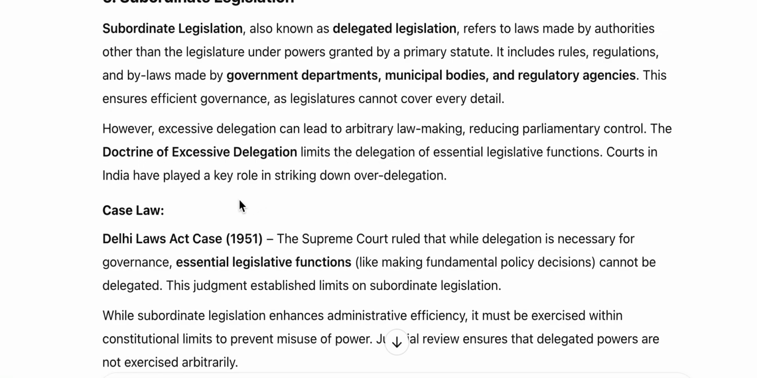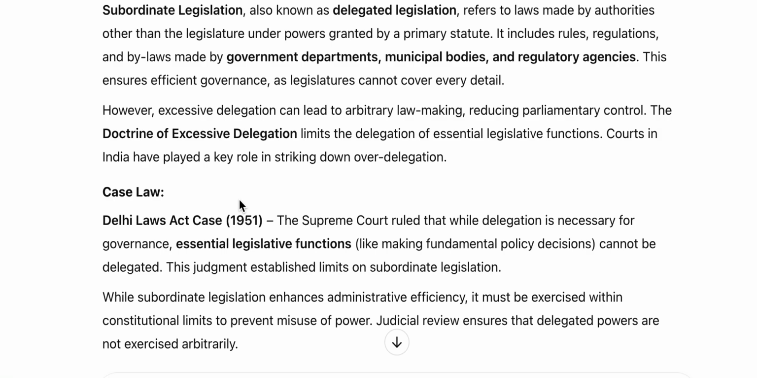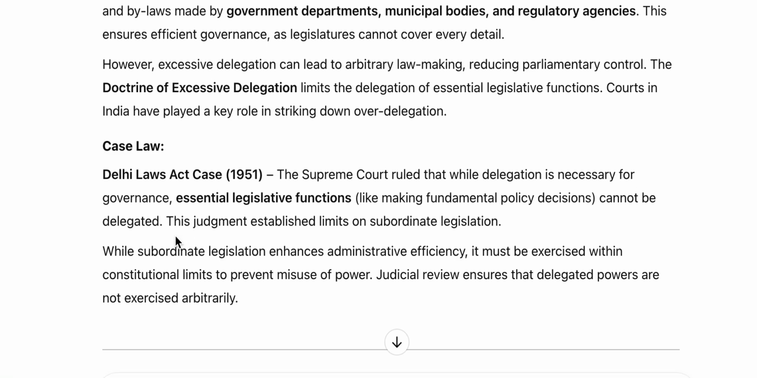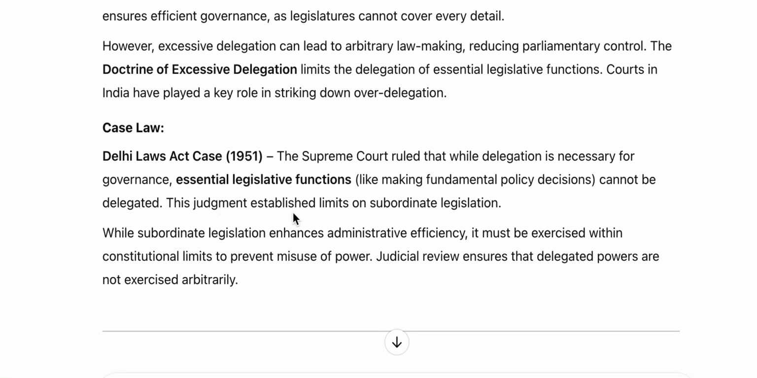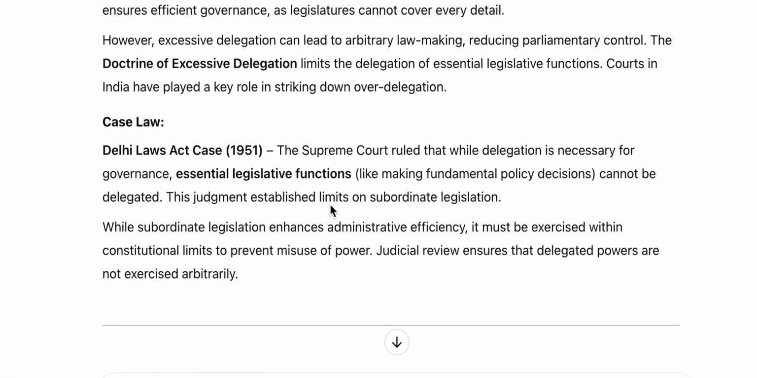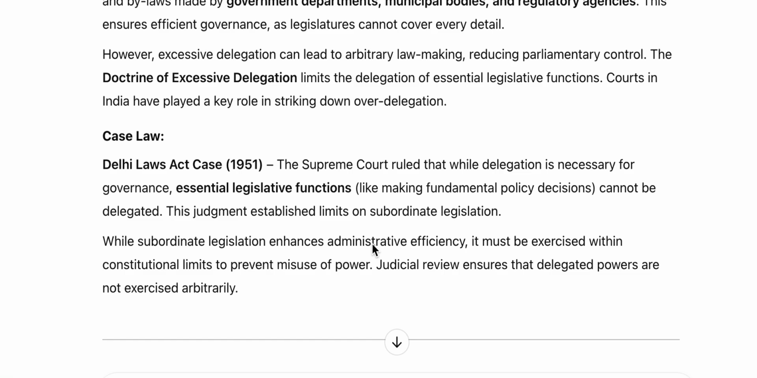Courts in India have played a key role in striking down over-delegation. For example, in the Delhi Laws Act case, 1951, the Supreme Court ruled that while delegation is necessary for governance, essential legislative functions, like making fundamental policy decisions, cannot be delegated. This judgment established limits on subordinate legislation. So while subordinate legislation enhances administrative efficiency, it must be exercised within constitutional limits to prevent misuse of power. Judicial review ensures that delegated powers are not exercised arbitrarily.